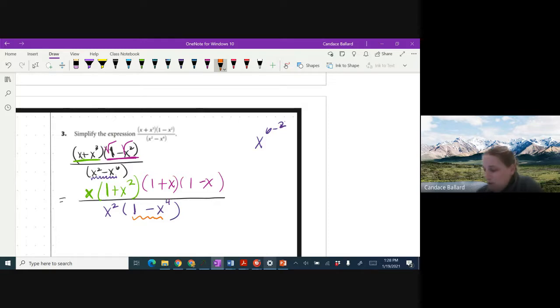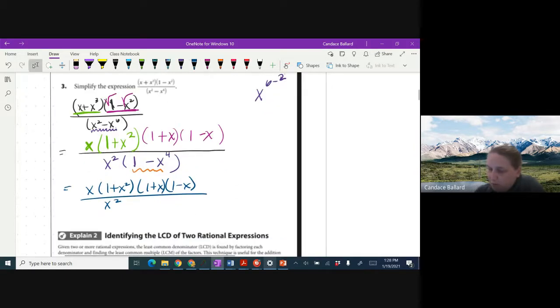So what kind of factoring do you think we need to do now? Tell me in the chat. What do I need to do now? I'm going to write everything out while you guys are putting it in the chat. Actually, I'm going to do something different with this. All right, nice job. We got to do difference of squares.